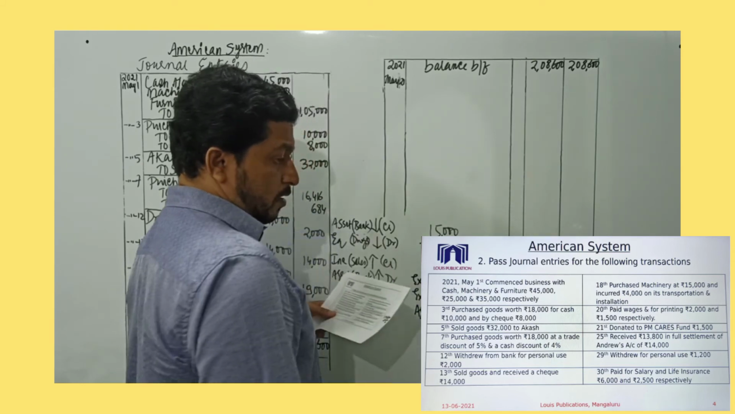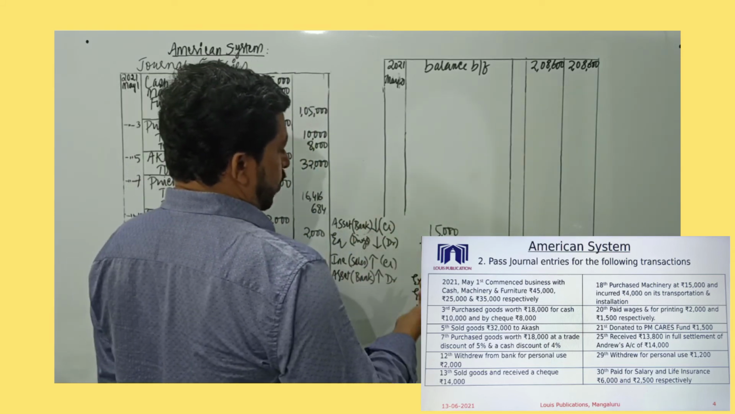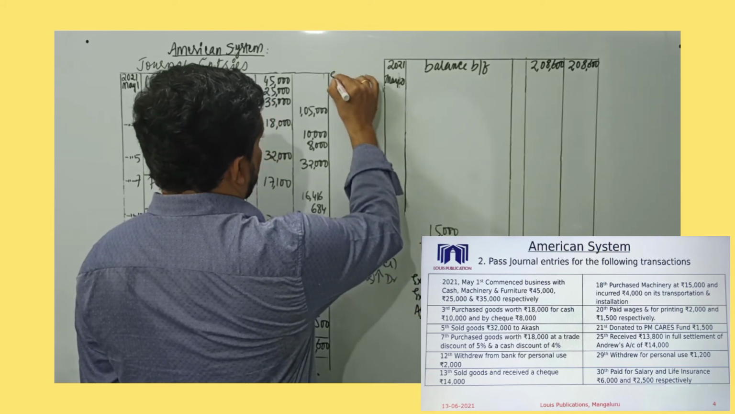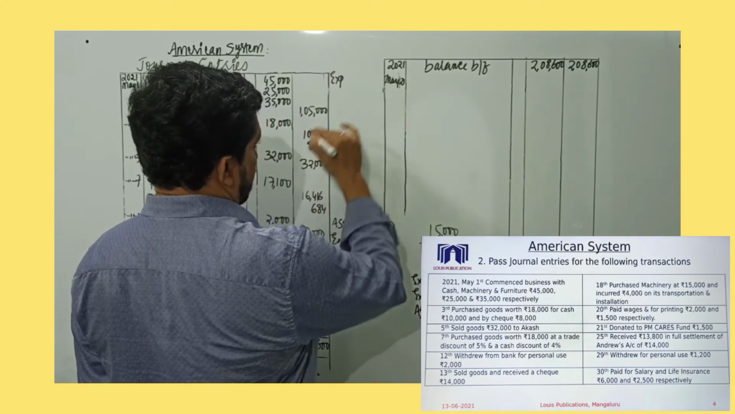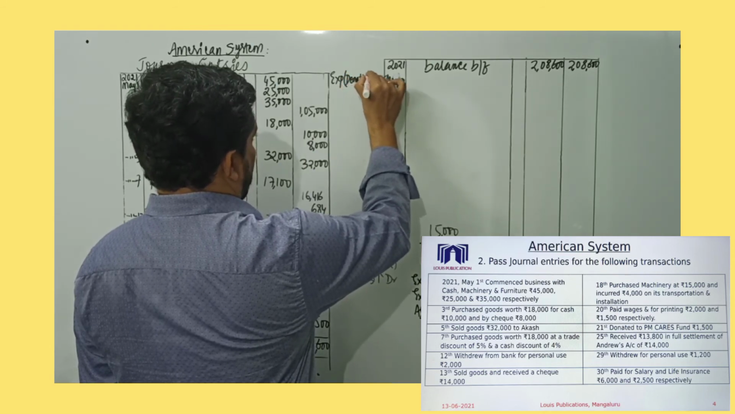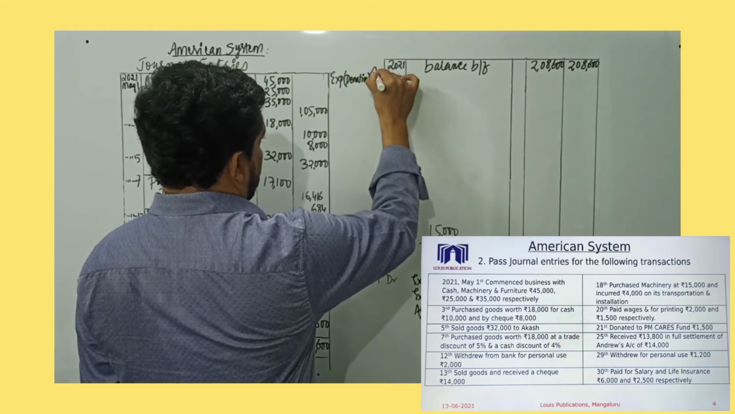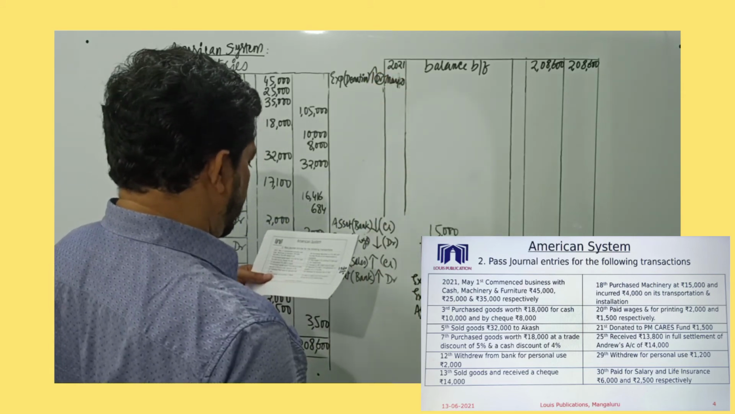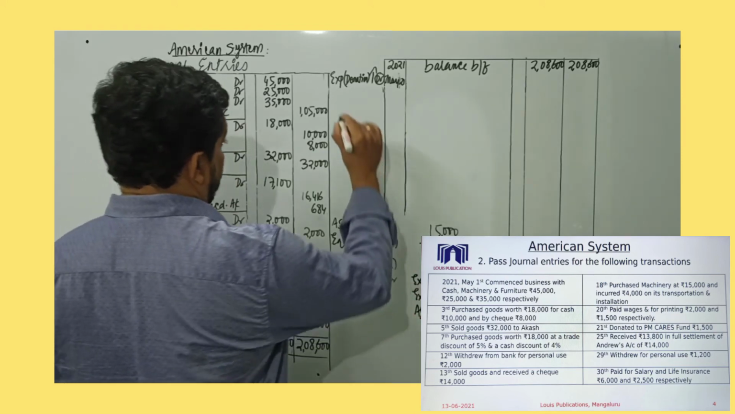So donation is basically an expense. It is not an asset. It is not a liability. So account name you can record it as donation or you can record it as charity. Expense is increasing, so it's a debit. An amount 1,500 is given.